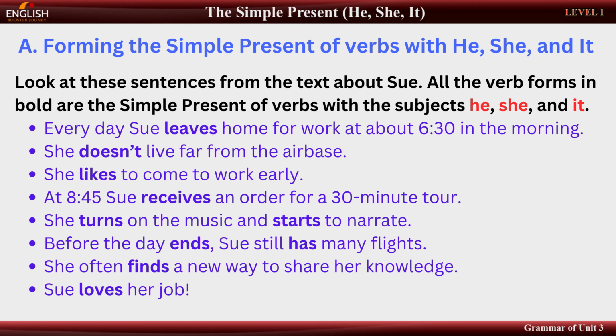A. Forming the simple present of verbs with he, she, and it. Look at these sentences from the text about Sue. All the verb forms in bold type are the simple present of verbs with the subjects he, she, and it. Every day, Sue leaves home for work at about 6:30 in the morning. She doesn't live far from the airbase. She likes to come to work early.